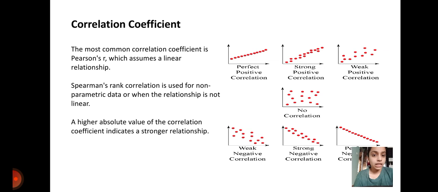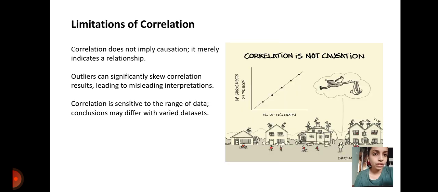Correlation coefficient. The most common correlation coefficient is Pearson's r, which assumes a linear relationship. A higher absolute value of the correlation coefficient indicates a stronger relationship.